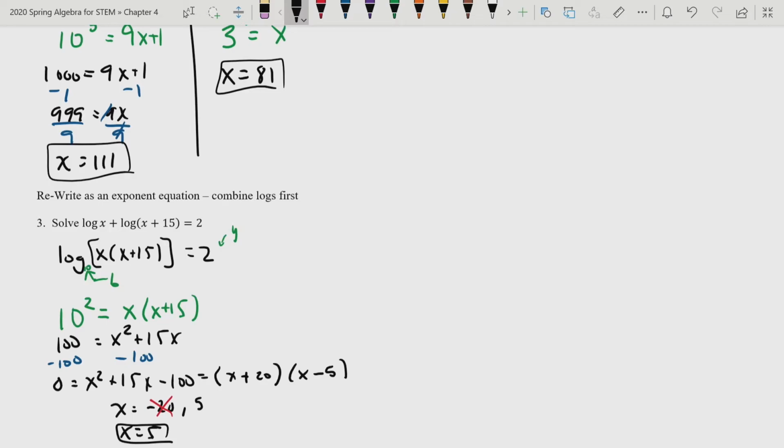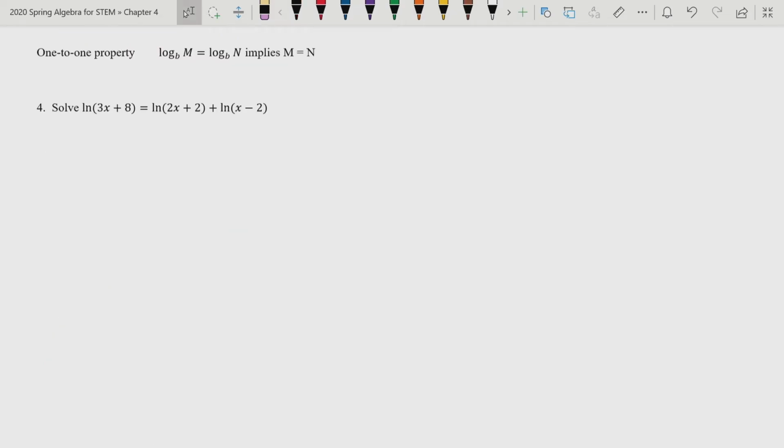When you have logs on both sides, sometimes it's more convenient, rather than subtracting things from one side and combining everything into one log, to simply use the one-to-one property. That is, if you have the log of something equals the log of something else, those arguments are going to be the same. So here I have the natural log of 3x plus 8 equals the natural log of 2x plus 2 plus the natural log of x minus 2.